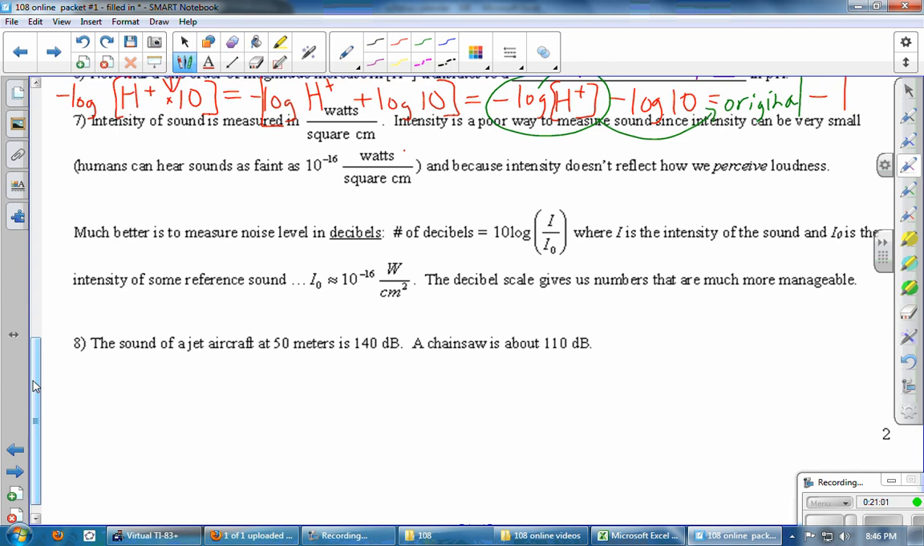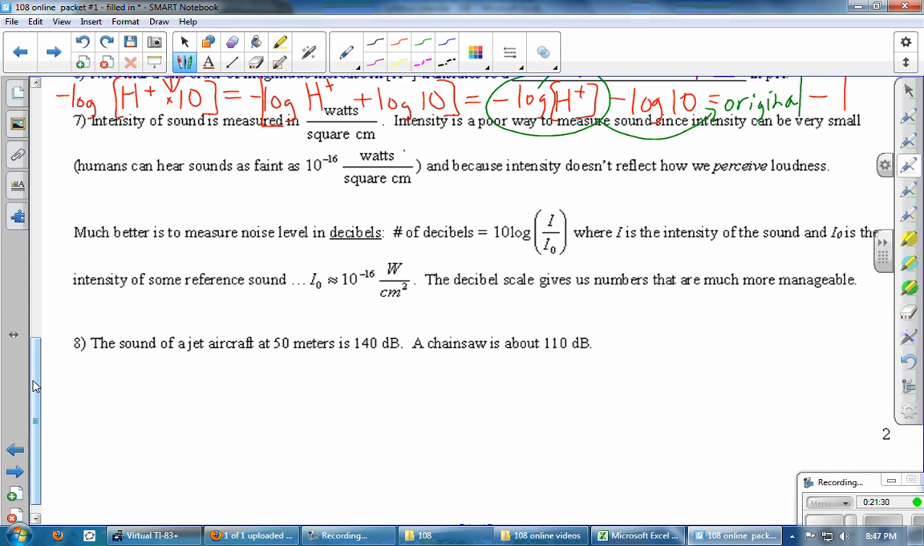Number of decibels is equal to 10 log of I over I sub 0. This is a definition for how we calculate number of decibels, just like above, we saw the definition for how we calculate pH, where I is the intensity of the sound, and I sub 0 is the intensity of some reference sound. I sub 0 is just a constant. It's around 10 to the minus 16 watts per square centimeter. It's always that number.